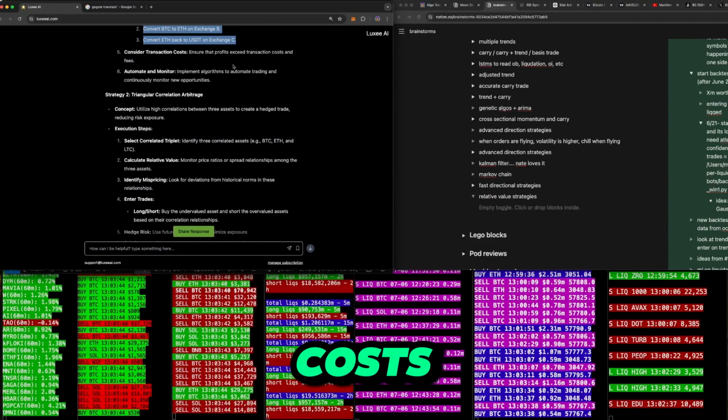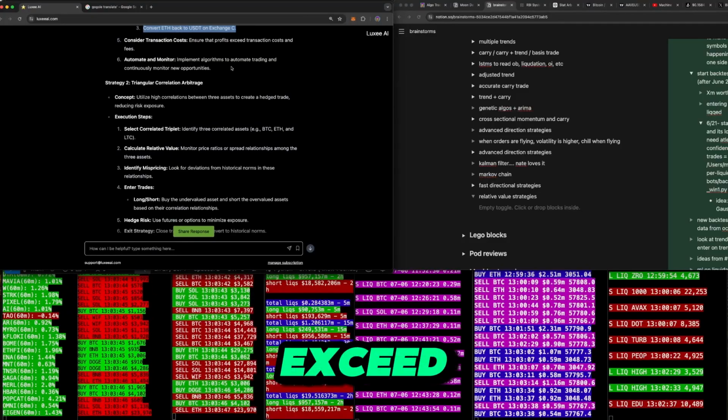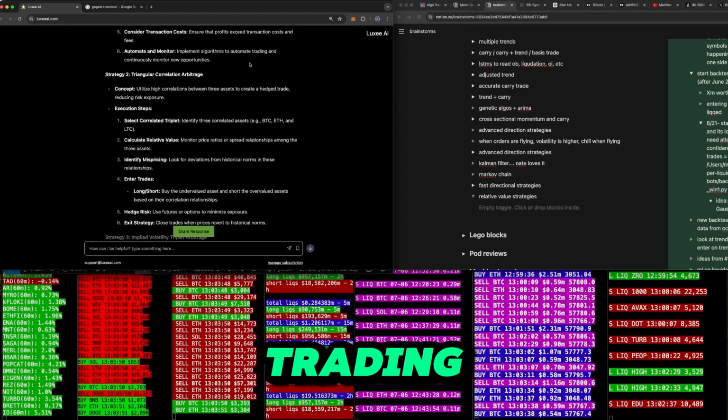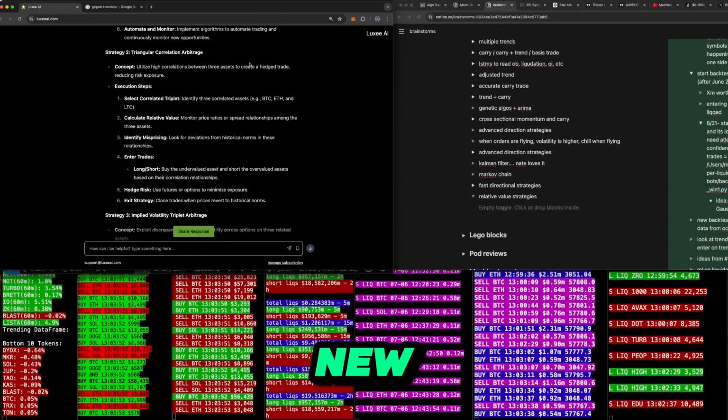Consider transaction costs. Ensure the profits exceed transaction costs and fees. Implement algorithms to automate trading and continuously monitor new opportunities.